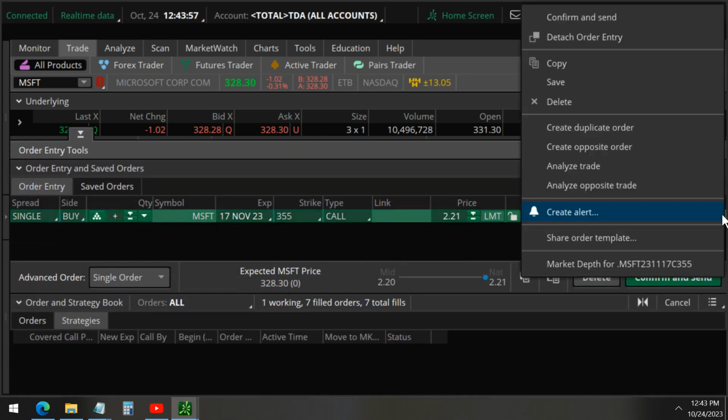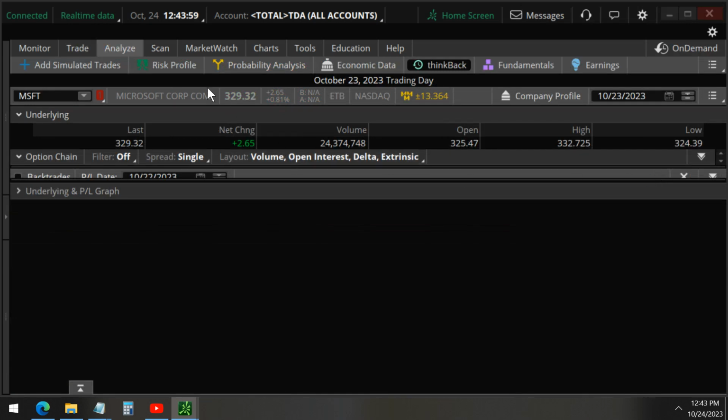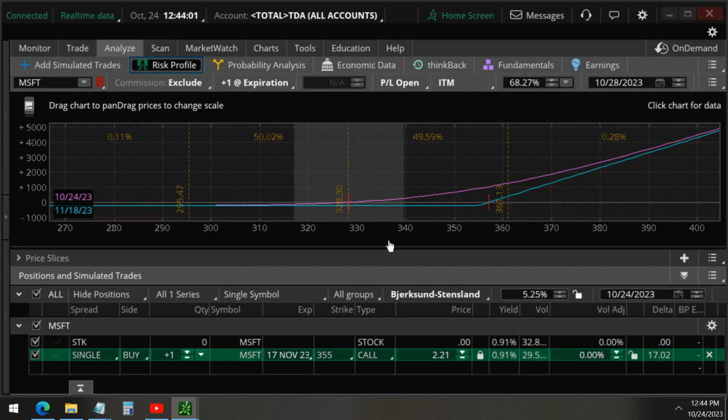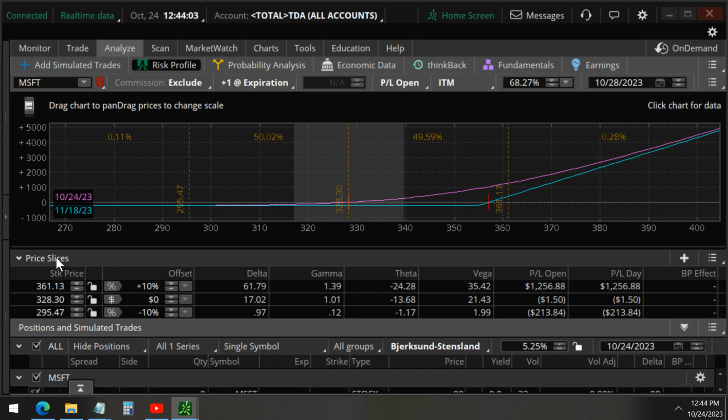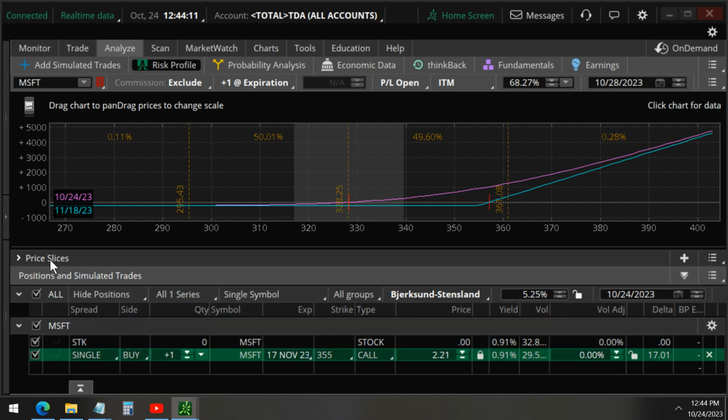You can see here, when we analyze the trade by buying these, that this is a call option with a positive 17 delta, and as the price of Microsoft, currently at 328, goes up, this trade becomes more profitable. As you can see, this is the profit and loss diagram here.